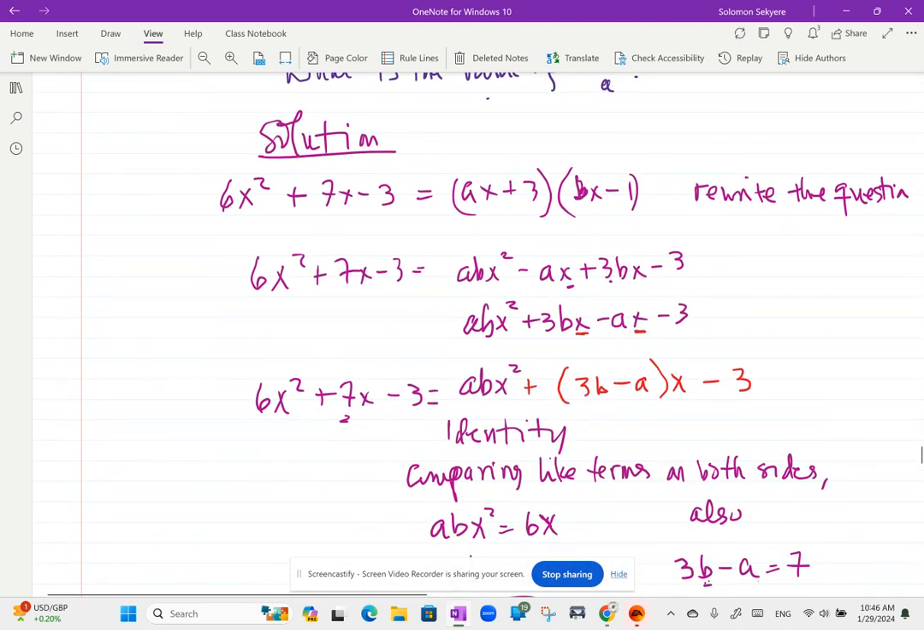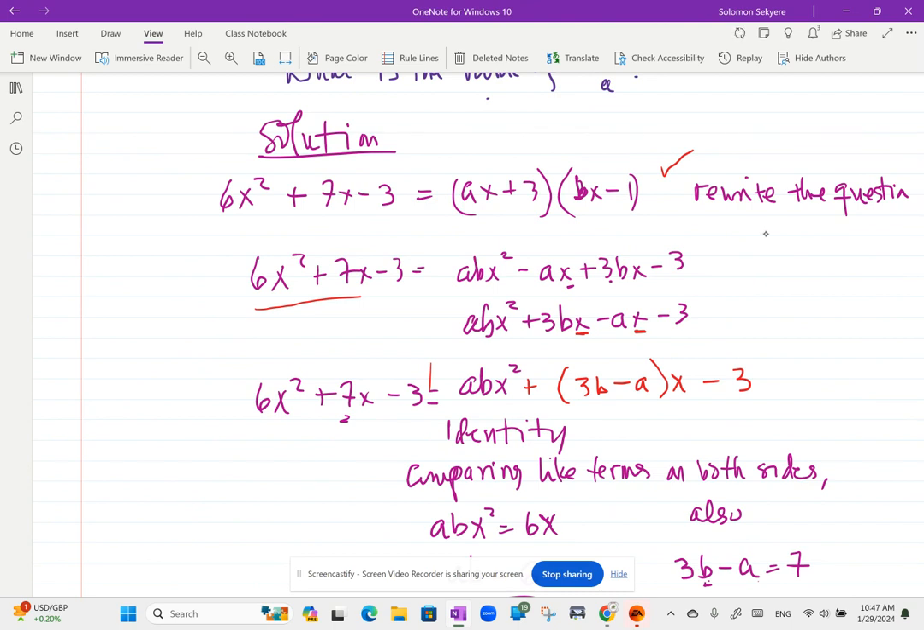So watch, organize your work, right? See how my equal sign is almost lined up. So first thing, rewrite the question. This is an identity. You have left hand side and you have right hand side. So you need to make them look about the same.